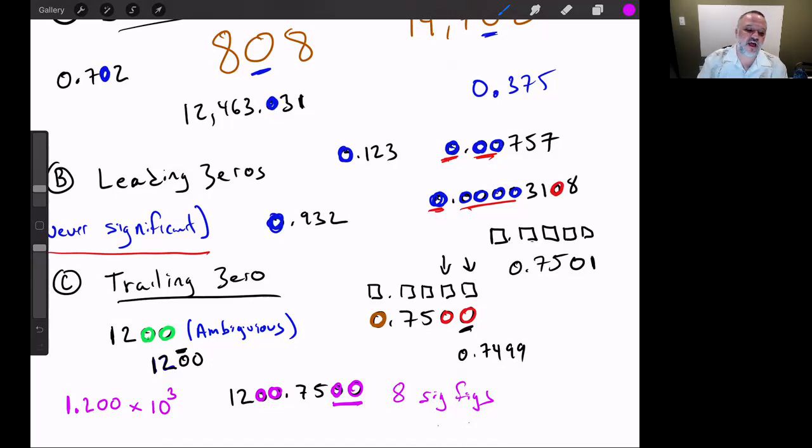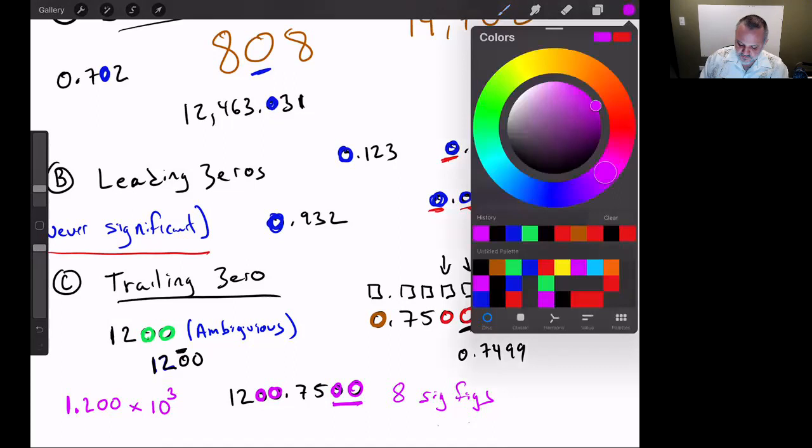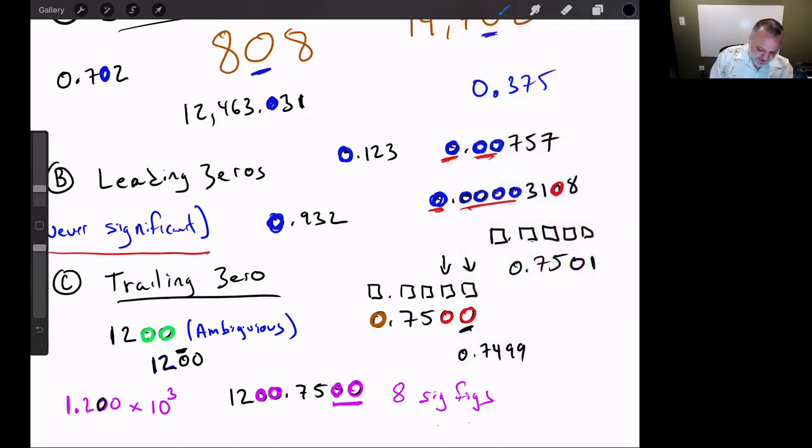The zeros now in 1.200 times 10 to the third are telling me that these two zeros are significant because I've included them in the scientific notation. So anytime you see zeros in scientific notation, you know for a fact, boom, they're significant, because if I didn't need to signify that level of precision, then I wouldn't have included them.